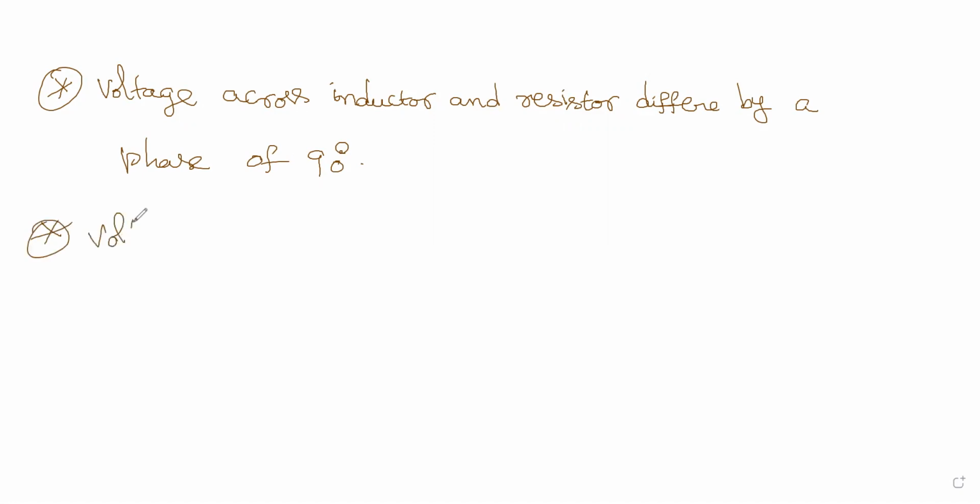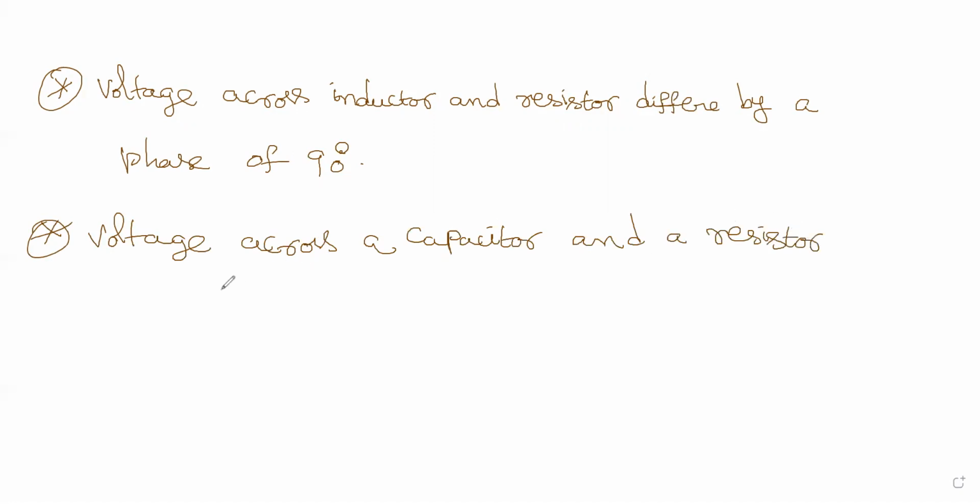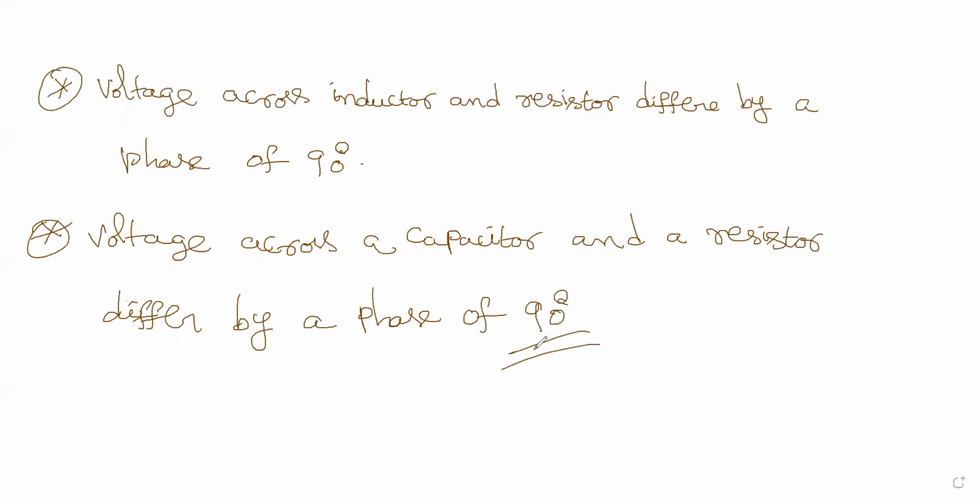Similarly, voltage across a capacitor and a resistor differ by a phase of 90 degrees. This you have to know.